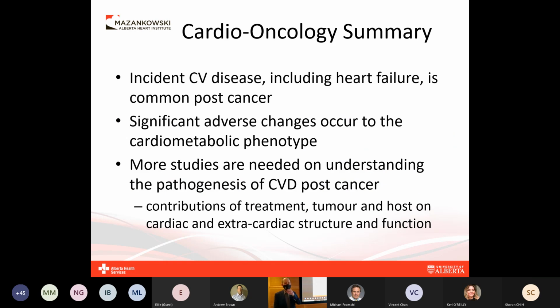So in summary, incident cardiovascular disease, including heart failure, is common in patients during and post-cancer. And we've shown that there are abnormal changes occurring to the cardiometabolic phenotype during cancer treatment. And we do need more studies to understand the pathogenesis of cardiovascular disease in patients post-cancer. What are the contributions of the treatment? What are the contributions potentially of the tumor itself? And host, are there some lifestyle changes that we can be recommending to these patients so that they're not accumulating visceral fat?